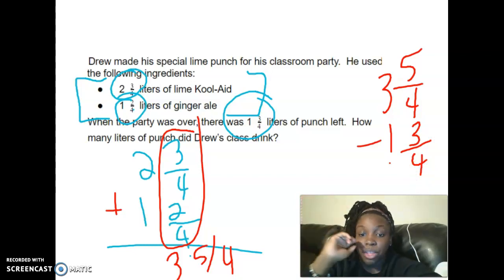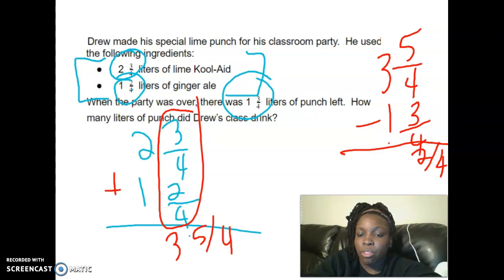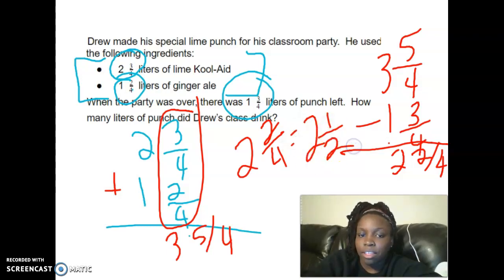Now, pause. What you could have done was change 5/4 into 1 and 1/4 and added 3 and got 4 and 1/4. Or you can just subtract it this way. So when I subtract, 5 minus 3 is 2/4. And 3 minus 1 is 2. So my answer would be 2 and 2/4. Or if I wanted to simplify 2/4, what's another fraction for 2/4? Good, 2 and 1/2. Same thing. So the answer would be Drew has 2 and 1/2 liters of punch.